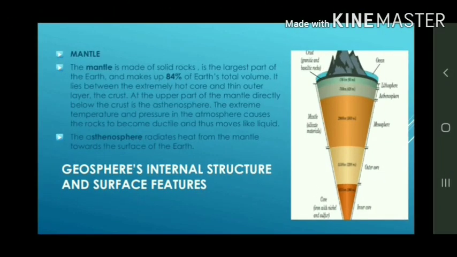Mantle. The mantle is made up of solid rocks. This is the largest part of the Earth and makes up 84% of the Earth's total volume. It lies between the extremely hot core and the thin outer layer, the crust. At the upper part of the mantle directly below the crust is the Ionosphere. The extreme temperature and pressure in the Ionosphere cause the rocks to become ductile and thus move like liquid. The Ionosphere radiates heat from the mantle towards the surface of the Earth.